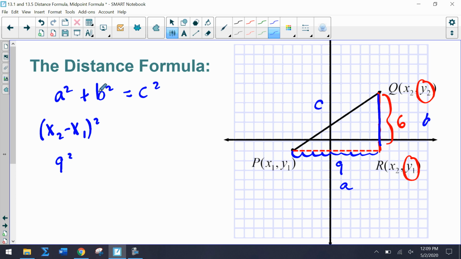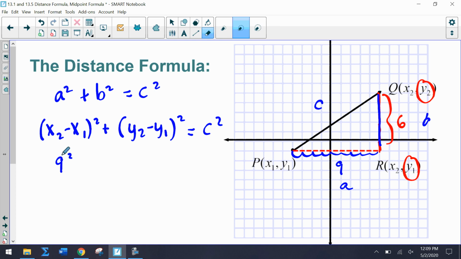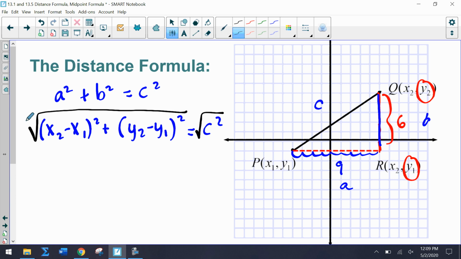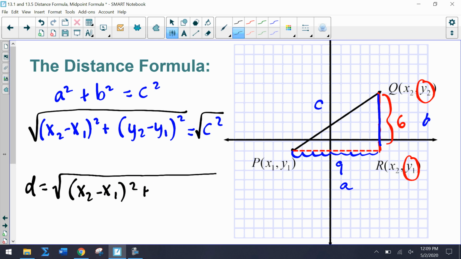Okay. And then here, when we found our B, we had to subtract our y values. And then we're just left with c squared. But in order to find c, or solve for c, we could take the square root of both sides. So the distance formula is the square root of x2 minus x1 squared, and then y2 minus y1 squared. So this is a formula that we're going to be using, and we have to think about PEMDAS when we simplify.